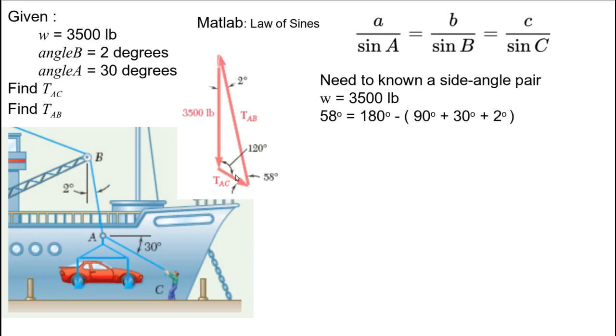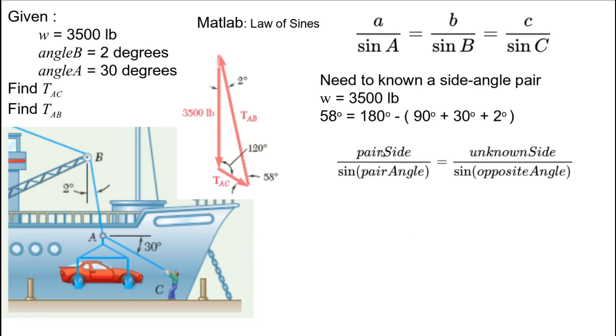We got that because we know the sum of the interior angles of a triangle is 180 degrees, so we subtract the other angles and get the 58 degrees. So we know 58, and we know the 3,500 pounds.